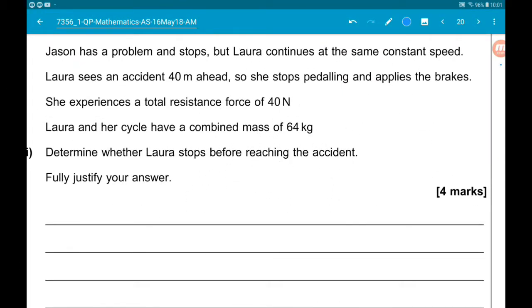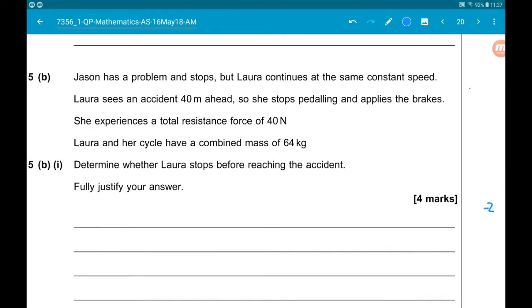Okay, then for B part 1, Jason has a problem and stops, but Laura carries on at the same constant speed. Laura sees an accident 40 meters ahead, so she stops pedaling and applies the brakes. She experiences a total resistance force of 40 newtons. Laura and her cycle have a combined mass of 64 kilograms. We want to determine whether Laura stops before reaching the accident. Fully justify your answer.